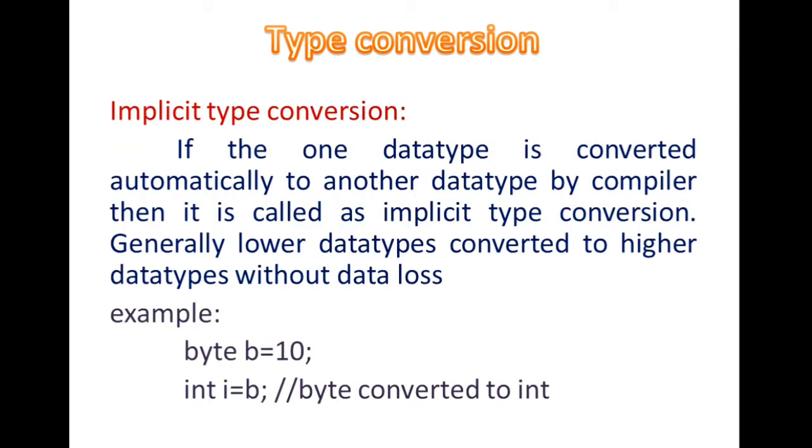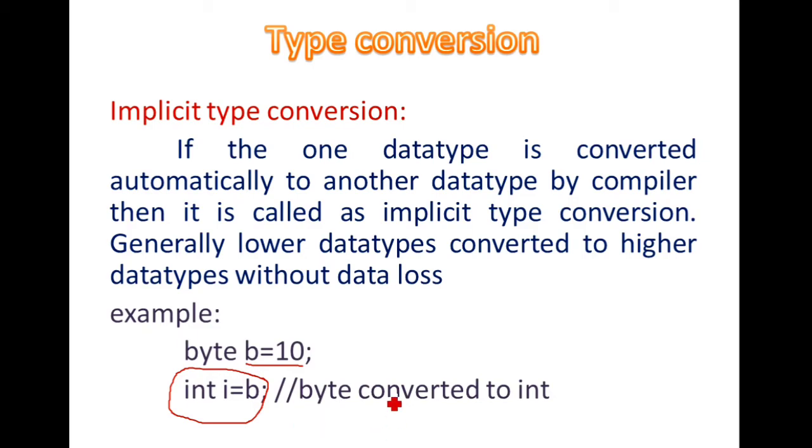In implicit type conversion, if one type of data is converted to another data type by the compiler automatically, then it is called implicit type conversion. For instance, if you have a lower data type and you want to convert that into a higher data type, then we can do that without any data loss. A classic example for this is, you know that a byte can occupy only 8 bits of data, and an integer can hold 32 bits of data. When compared to integer, byte is small in data size. So here I try to convert a byte variable to an integer variable.